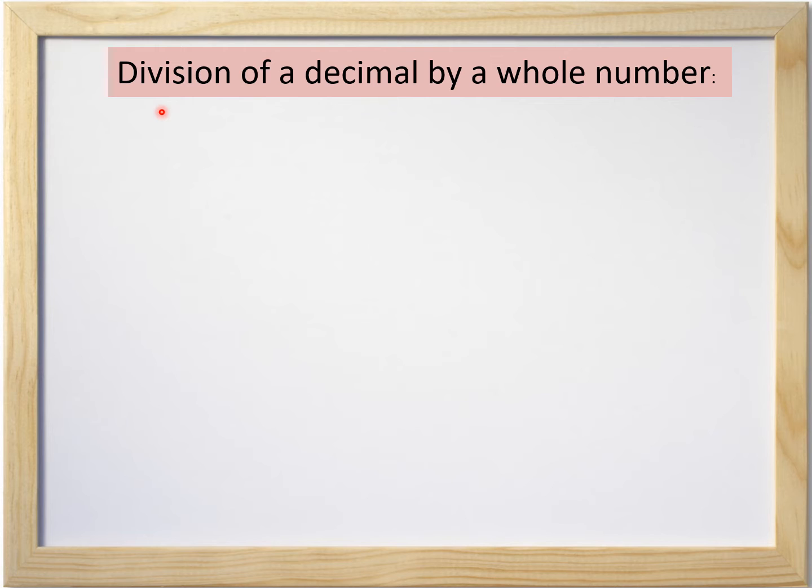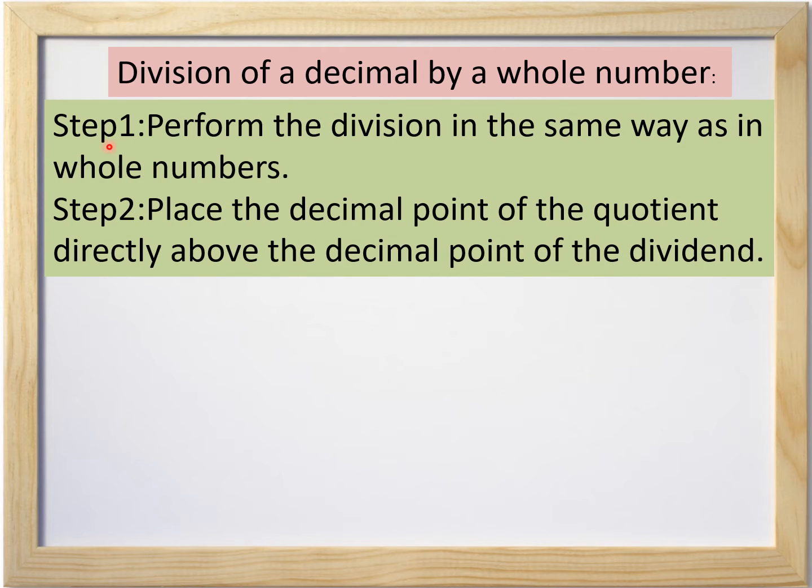Now children, we will learn how to divide a decimal number by a whole number. The first step is to perform the division in the same way as in whole numbers. The second step is to place the decimal point of the quotient directly above the decimal point of the dividend. Now let us take an example.